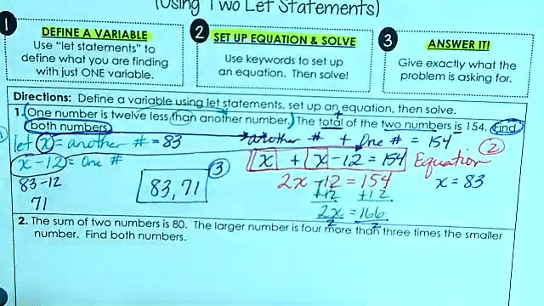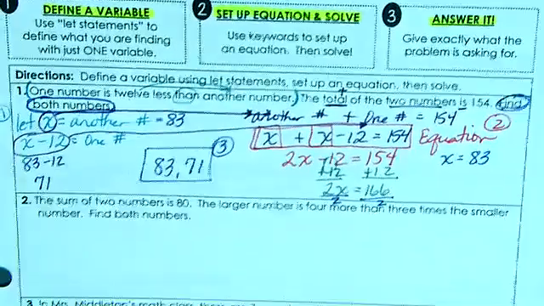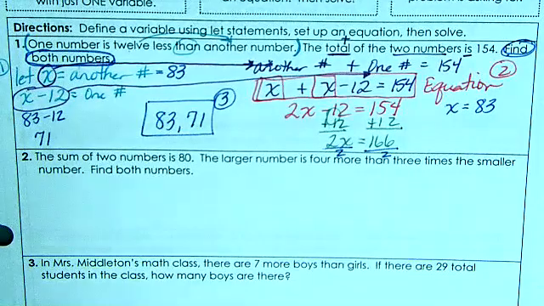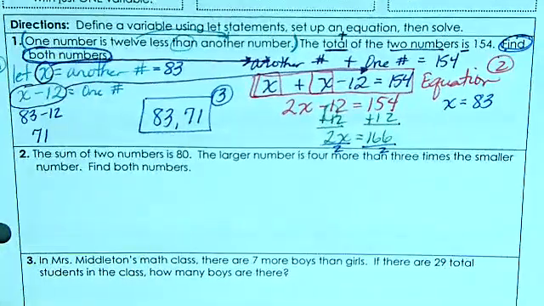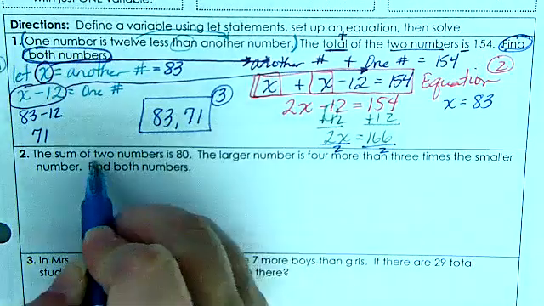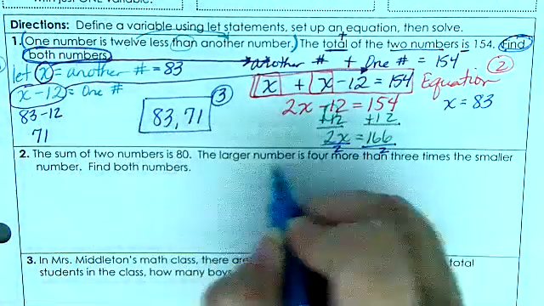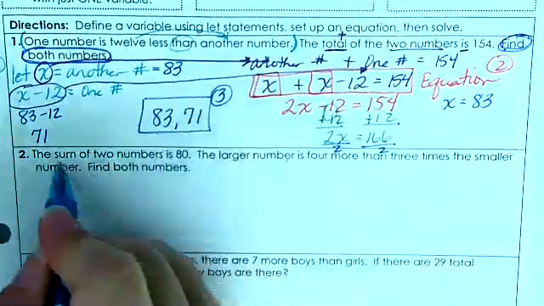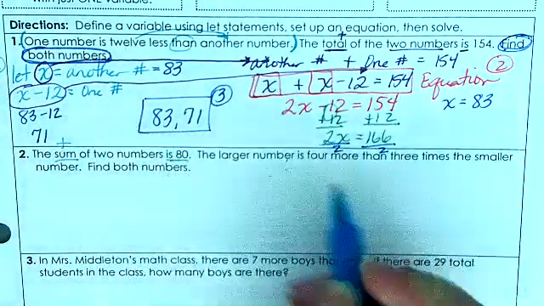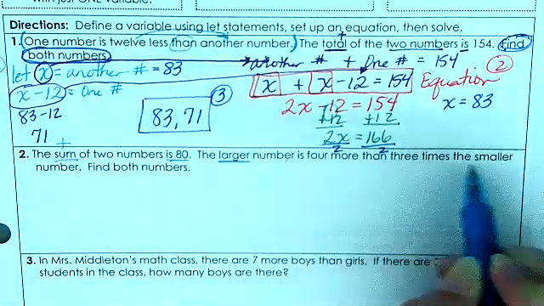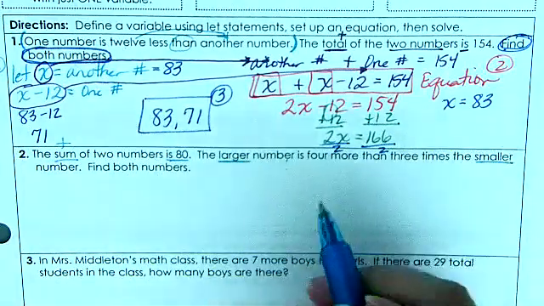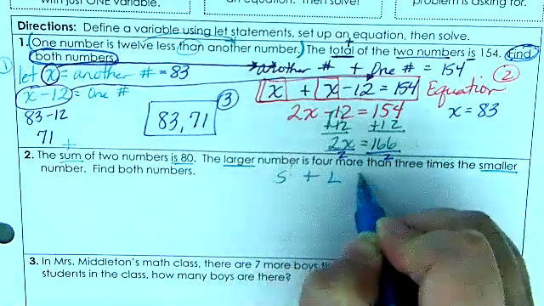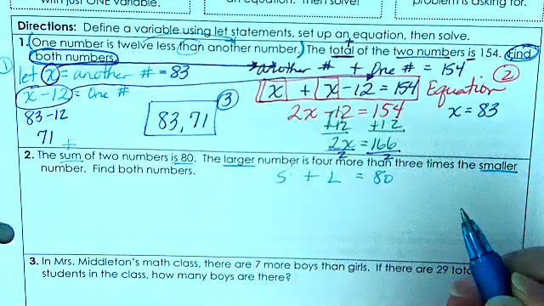All right. Now I'm going to move a little bit faster, not much faster, but we'll go through the different parts. So let's look at number 2. It says the sum of two numbers, so that means I'm going to add, is 80. I've got a larger number and a smaller number. Since it's the sum of the two numbers, I know I'm going to have small plus large equals 80.